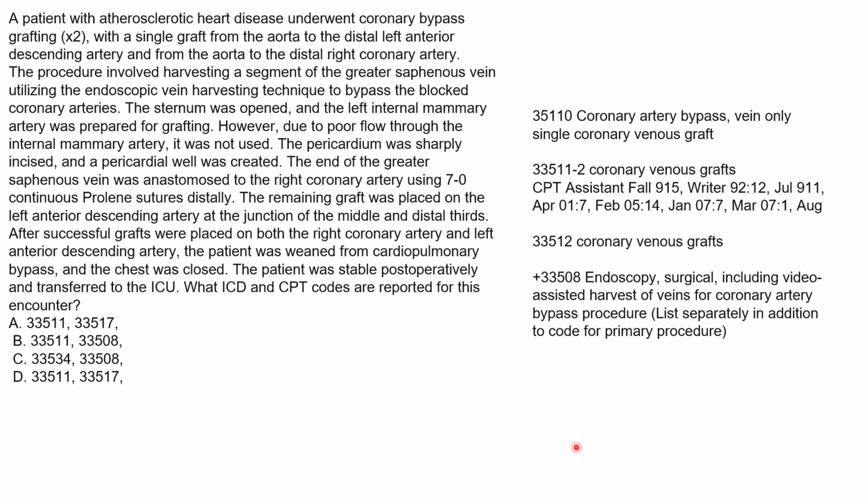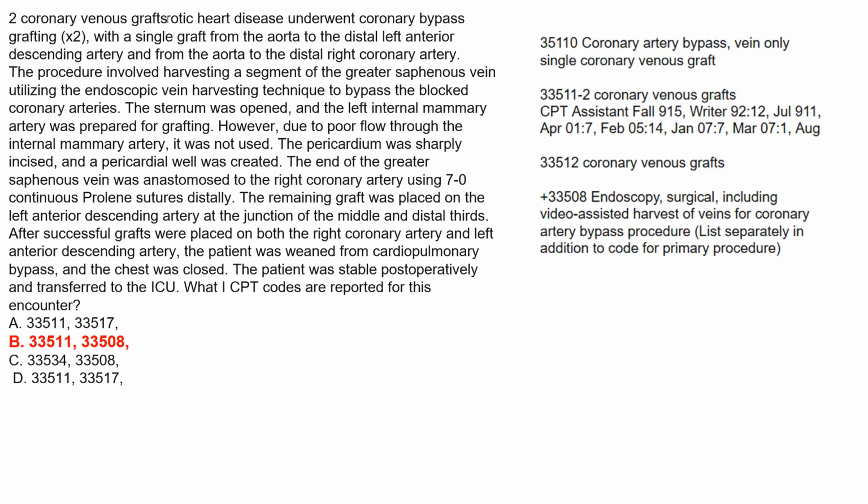So let us see how we can zero down our answer. By taking all the information, you can go through all these codes and tell me the answer. Yes, so the answer is B, 33511, two coronary artery venous graft, and since it is endoscopically harvested saphenous vein, we will have to additionally code that, 33508.